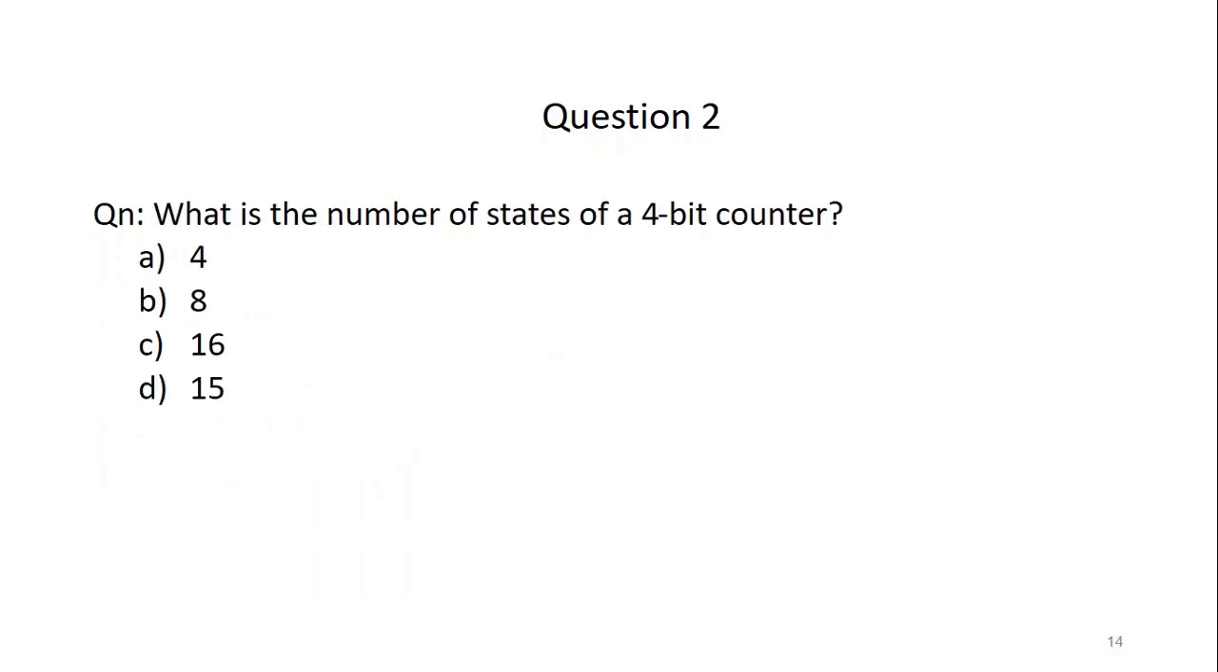What is the number of states of a 4-bit counter? A 4-bit counter means we are using 4 different flip-flops for implementing the counter. So the maximum number of states possible for this counter is 2 raised to 4, which is 16.